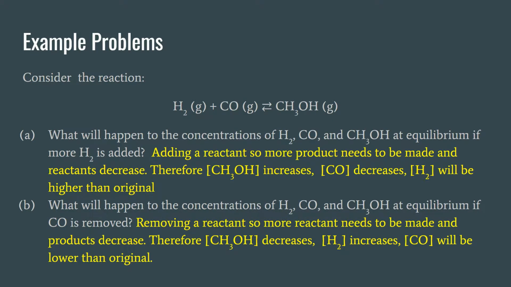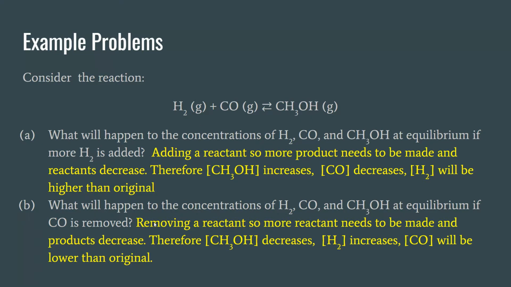If I look at A, I'm going to add H2. H2 is a reactant, which means that if I add to the reactant side, the product side has to go up. So immediately I know the CH3OH is going to increase. Because I added H2, it is also going to increase. But for the CH3OH to go up, I must have used some of the CO that reacted with that extra H2. The CO is going to go down. So H2 goes up, CH3OH goes up, CO goes down.